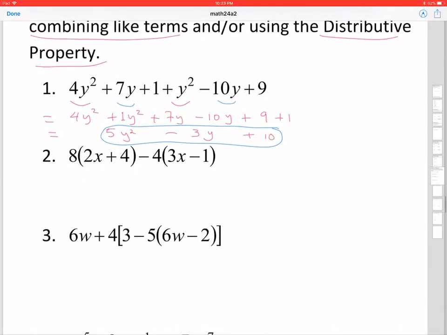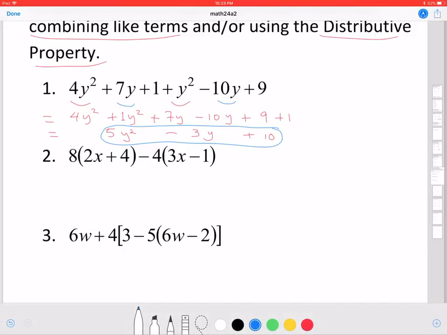Okay, next one. We have a couple of parentheses, and here we do have to use the distributive property. Distributive property means the outside number gets distributed and multiplied. Be careful when you're distributing a negative, the signs will change. I know that looks like subtract 4, but that actually is the same as plus negative 4. Sometimes I call that subtract 4 a negative 4. All right, so let's begin.